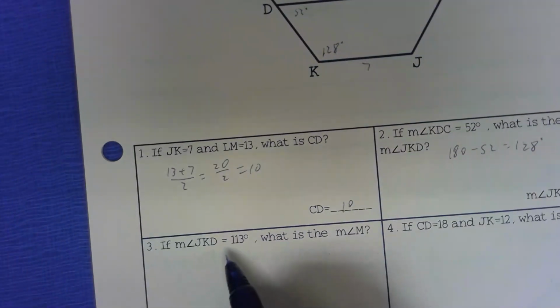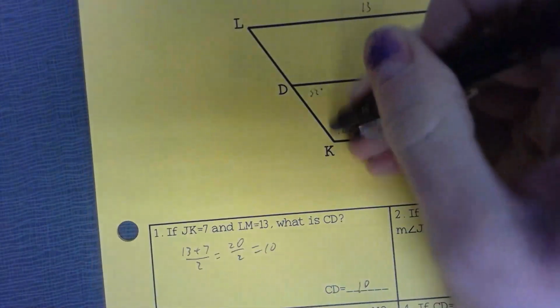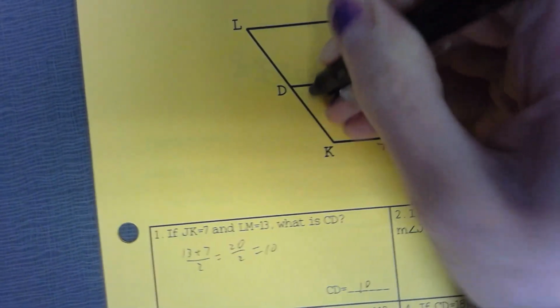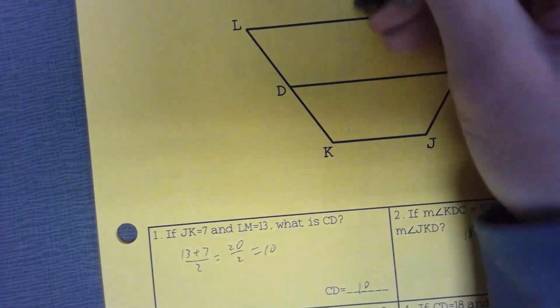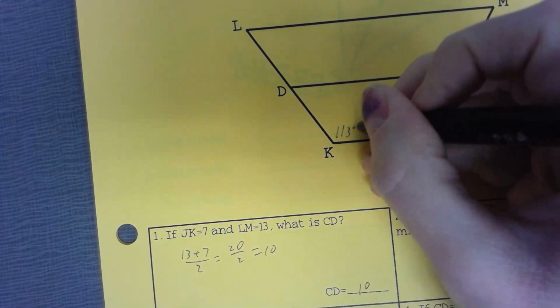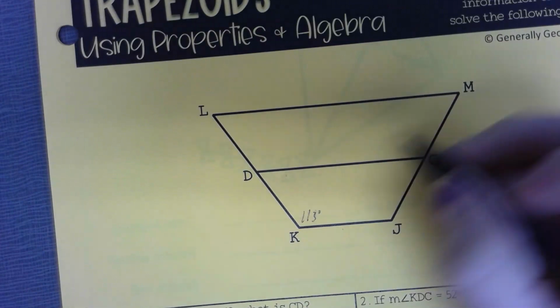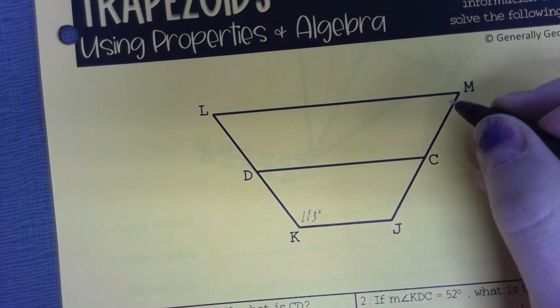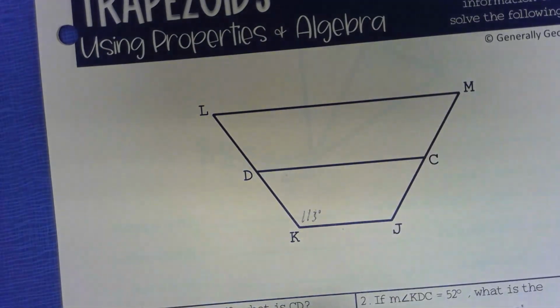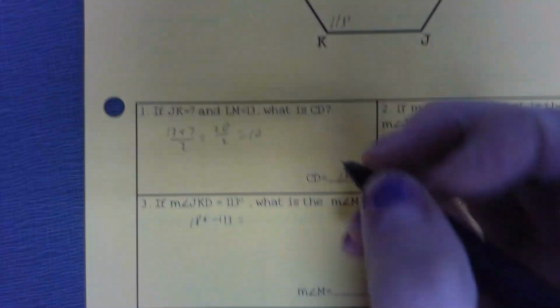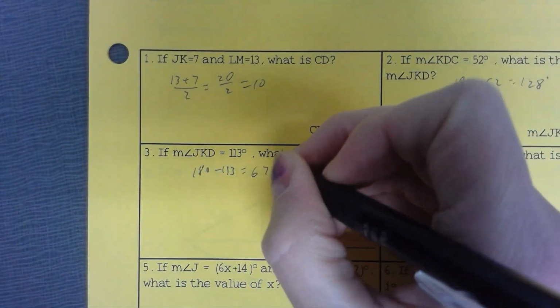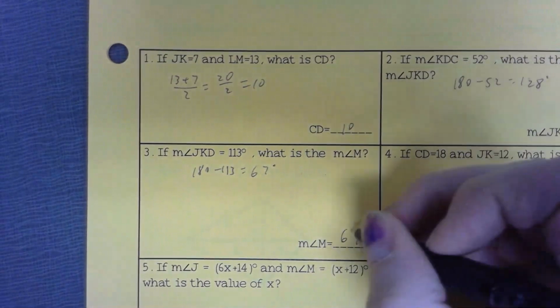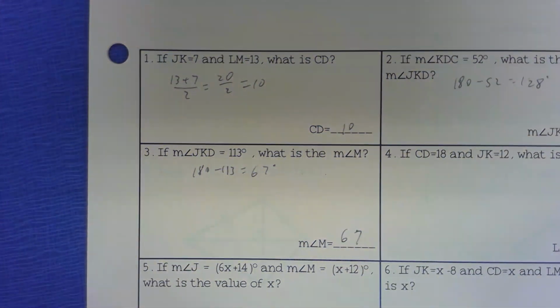Next up, we're told if JKD is 113 instead, so if it's not 128 and it's 113 instead, what is the measure of angle M? Well, angle M is the angle that is opposite, and on the previous page we said that opposite angles are not congruent, but they are supplementary. So we're going to take 180 minus 113 to find 67. So 67 is how big angle M is if JKD is 113.